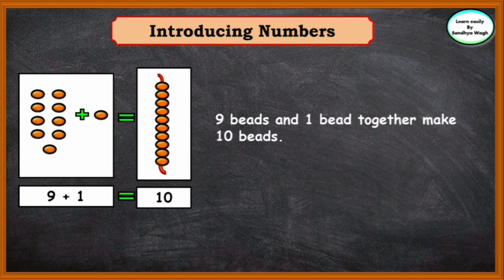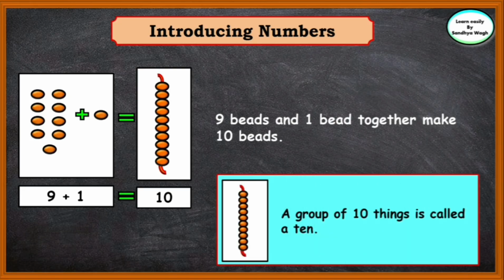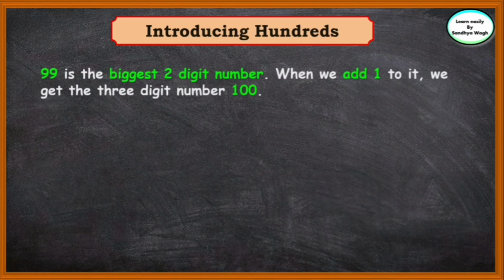Children, you know that 9 is the biggest one-digit number. And if we add 1 to 9, then we get the smallest two-digit number, that is 10. And a group of 10 things is called a ten. So children, 10 is the smallest two-digit number and 99 is the biggest two-digit number. And when we add 1 to 99, we get the three-digit number 100.